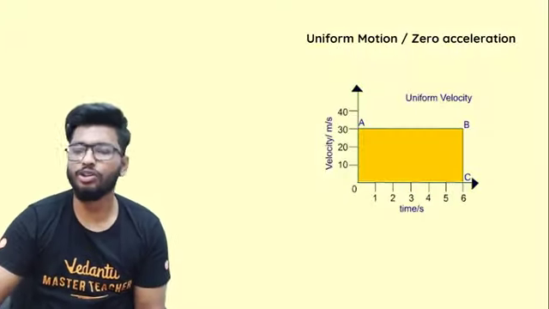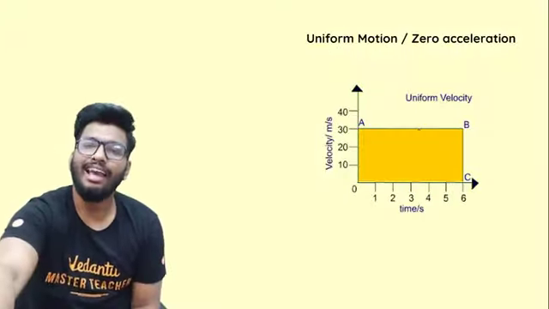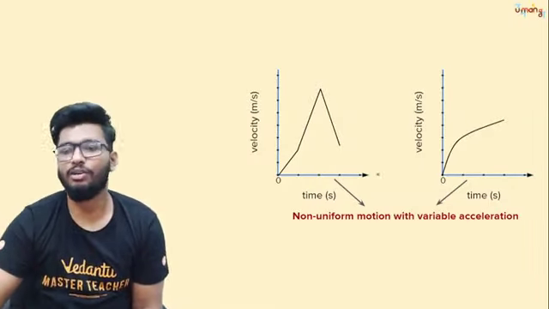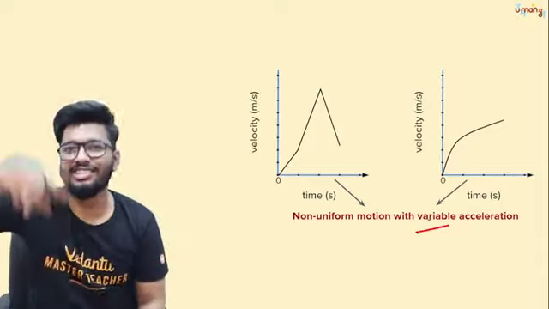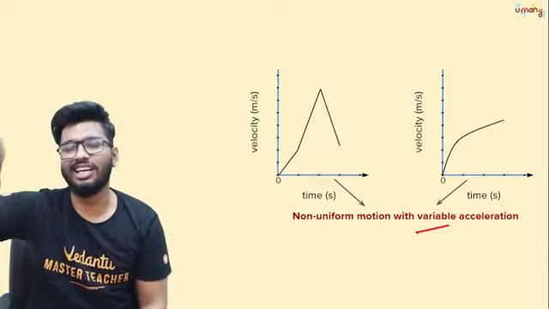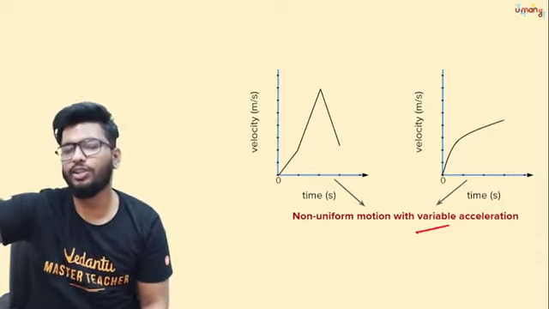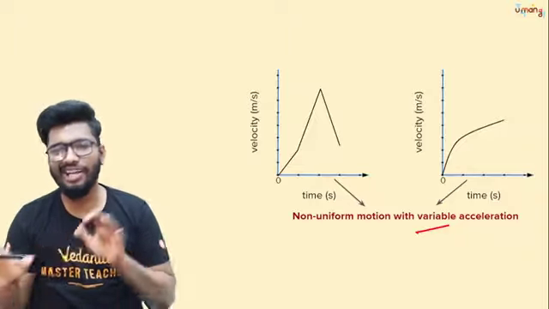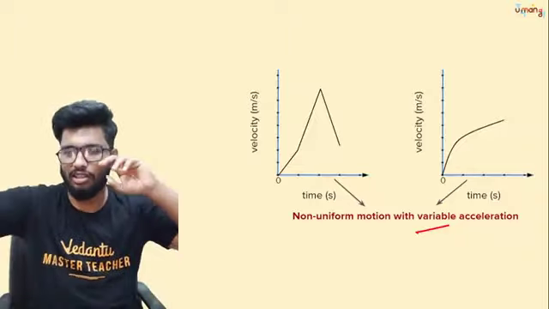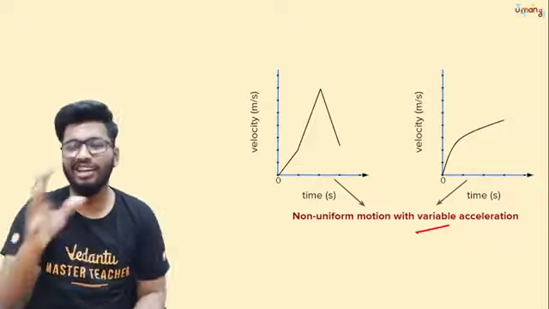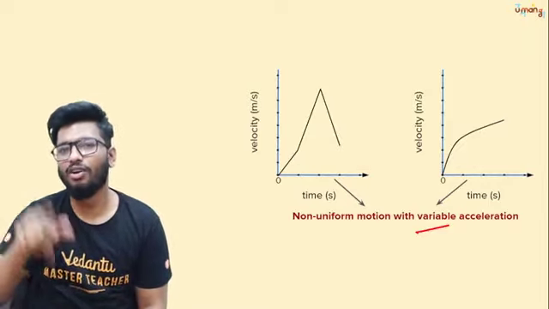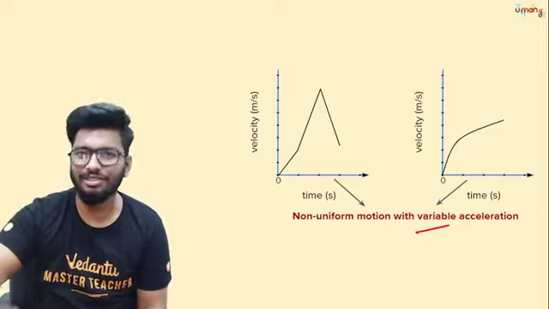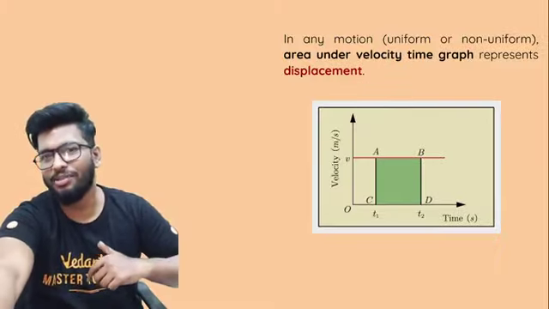So this is uniform motion or zero acceleration when it's parallel to the x-axis, and this is when you have non-uniform motion with variable acceleration, which is not exactly a straight line. You can see that it's a curve. But this you'll be studying in your later grades, in your 11th and 12th. Right now, we're not going to focus much on it. We'll just touch upon it. This is what the graph would look like. It's not going to be a straight line, it's going to be a curve. If it's a curve, that means it's non-uniform motion with variable acceleration. But again, 11th and 12th is when you'll be studying that.